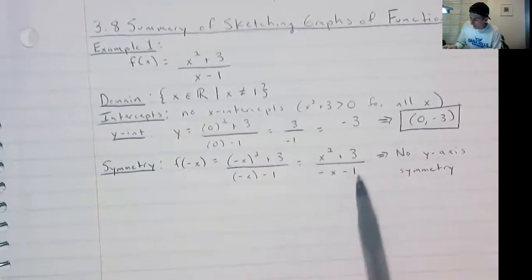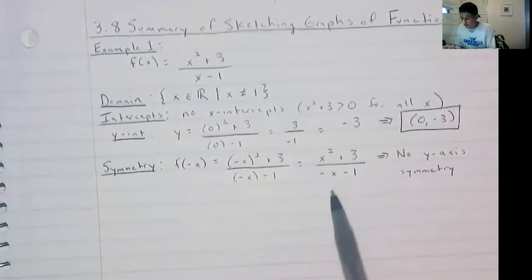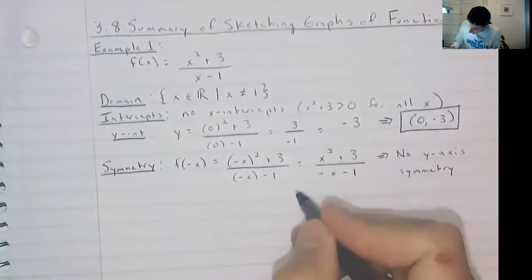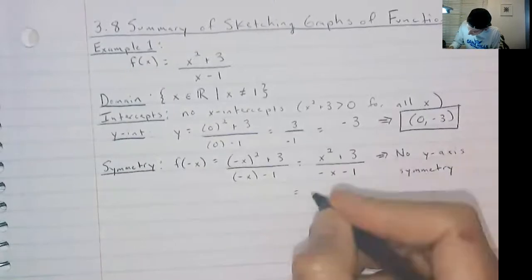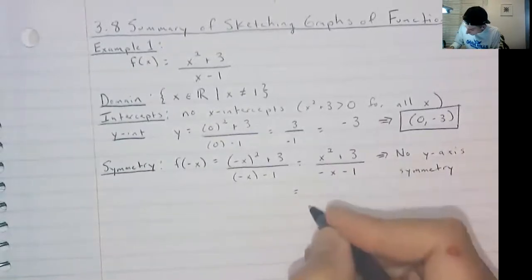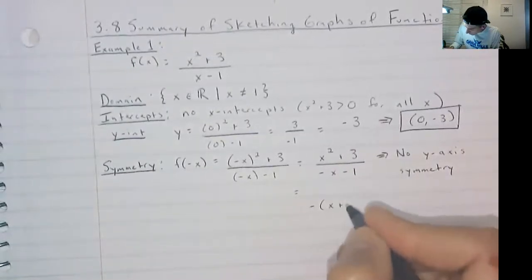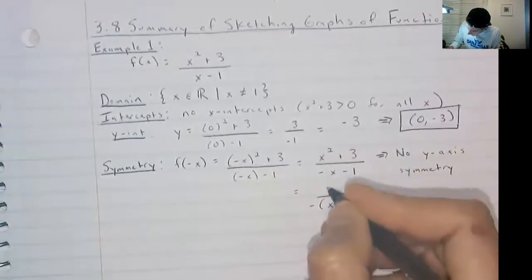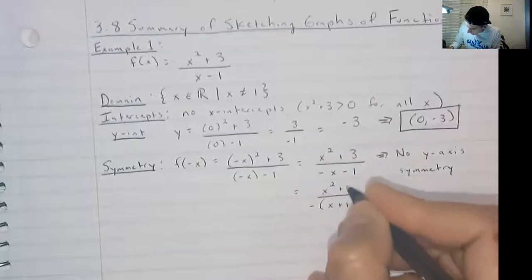Well, I guess we already did that. So we did that, and if we pull out that negative from the bottom, we get x plus 1 over x squared plus 3.